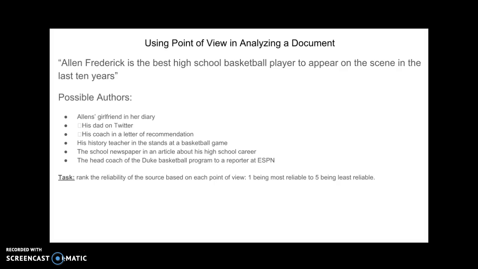Working in small groups or with a partner, you should rank the reliability of the source based on each point of view, 1 being the most reliable to 5 being the least reliable. After ranking the authors, students should discuss and record why some sources are more reliable than others. When doing this, you want to be able to point out how point of view is closely dependent on the author's background and how that might influence the author's tone and perspective.